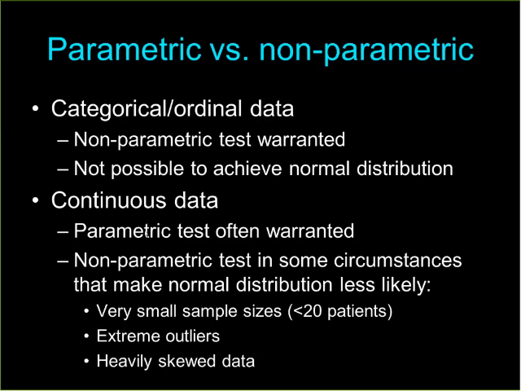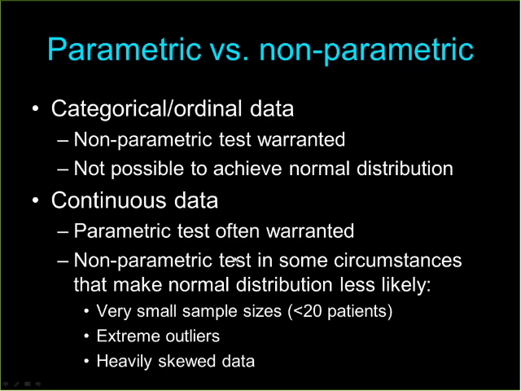There are still some circumstances where we would use the non-parametric test even for continuous data, in which the normal distribution would be less likely, and it's important to be aware of these and to consider these for your studies. Say if you have very small sample sizes, under 20 patients in a given group, if you have extreme outliers or heavily skewed data, even if the data is continuous, say lesion length, we often would use a non-parametric test in those circumstances. So often you may plot your data and visually look at how it falls.